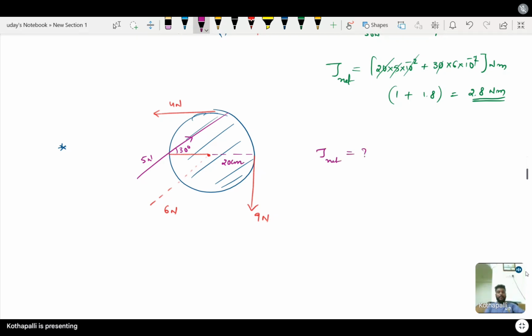Think of it. Try. One force 4 newtons, another force 9 newtons, another force 5 newtons, another force 6 newtons, like this. It is a disk. Then what is the net torque of the situation? Think means solve. I'll give you 2 minutes time. Just 2 minutes.